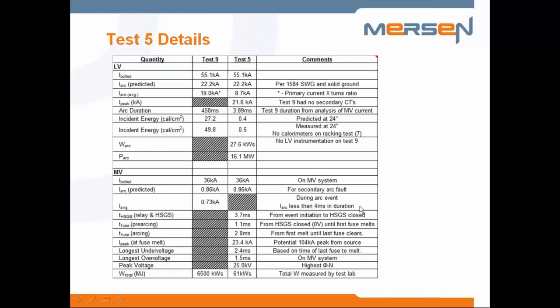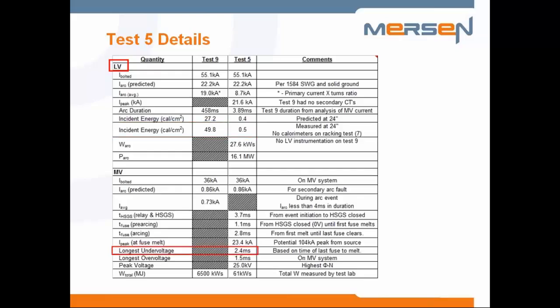So comparing test 5 to test 2, on the low voltage side, the duration of the arc was less than 4 milliseconds, about 1% of the one on the left. The actual measured energy with the horizontal configuration was approximately a half calorie. That was the highest of all the calorimeters in front of it.